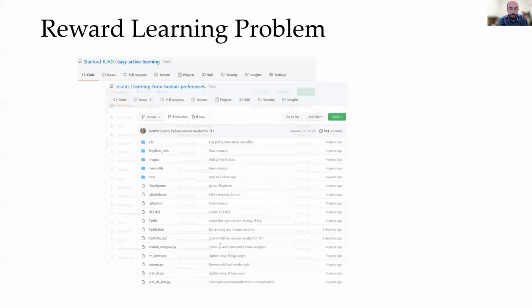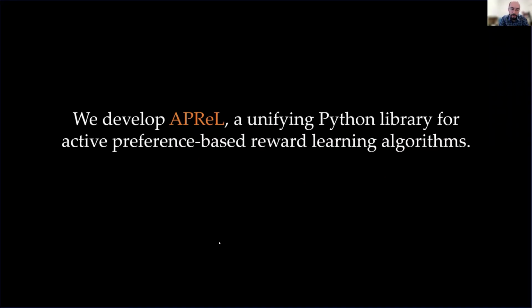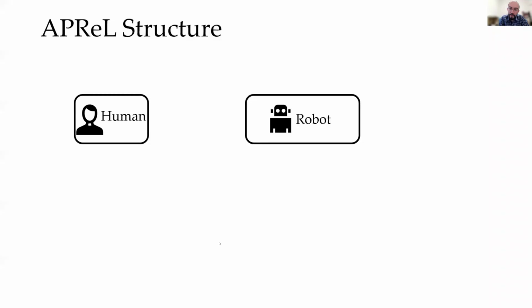This is a very common problem, and the preference-based approach, which I will explain in a bit, provides effective solutions. But unfortunately, there is no unified library or benchmark for preference-based reward learning. Everyone builds their own code base for the specific project they're working on, and this is not great for reproducibility or efficiency of comparing different approaches. So we decided to develop a unifying Python library that we call APReL.